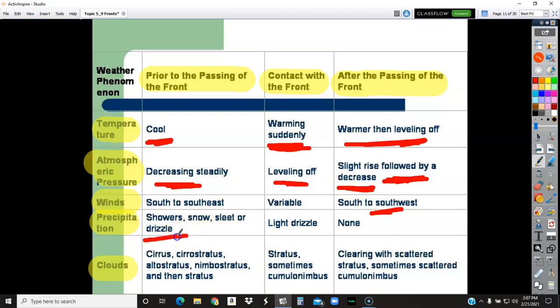Precip, again, you'll get some showers, some drizzle out ahead of it, but notice after the front, or even on the front, when the front gets to you, it's not much. It's very light drizzle, if anything, and then no precip. But most of the precip is out ahead of, prior to the warm front getting to you. And then you can see your cloud types there.